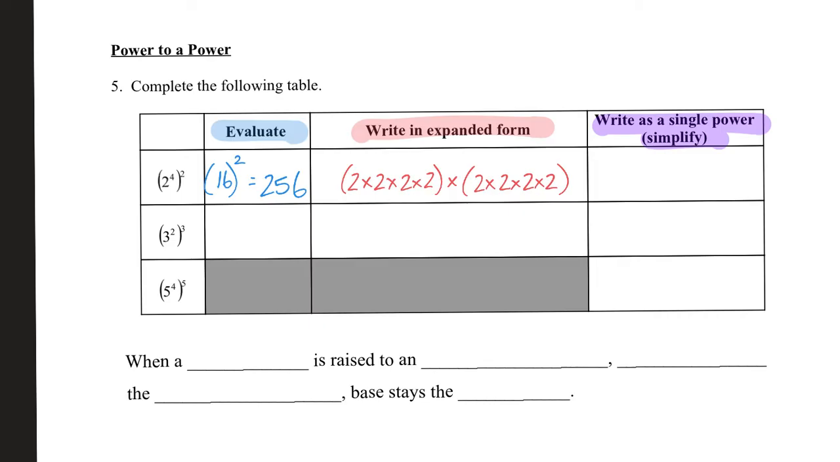Okay, now I need to write that as a single power. And when you look at that red expression expanded, we notice those brackets that I put around everything don't matter because it's all multiply. So what do I have? I have 1, 2, 3, 4, 5, 6, 7, 8. I have 8 2s, so I have 2 separated by multiply 8 times. There we go. So hopefully we match up.